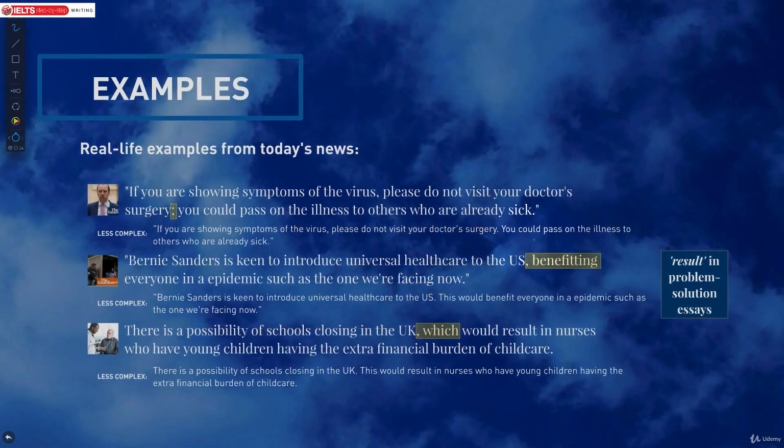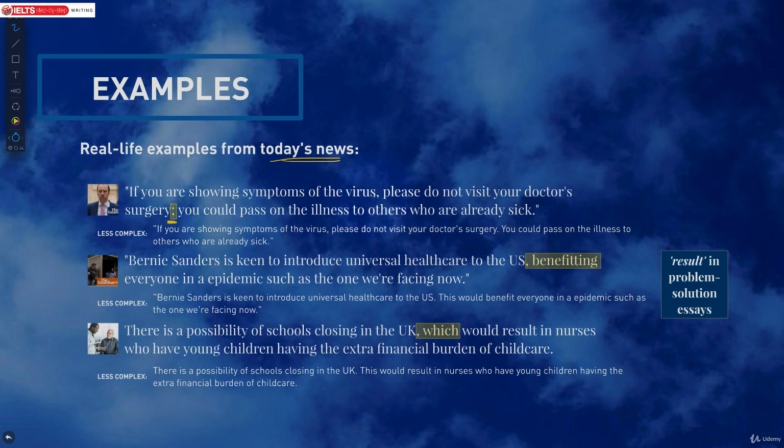Some examples. These are from today's news. Now, as I said, this video is quite for advanced students. So if you find this difficult to understand, as I said, please come back to this video later on when you have a better understanding of the English language. Okay, so real life examples from today's news. You'll see that they used a semicolon here.